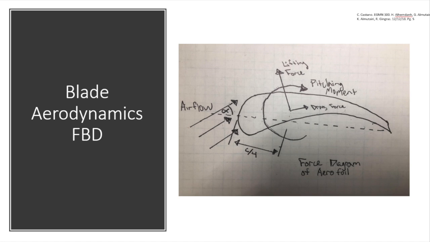The second diagram is a hand-drawn free body diagram of the airfoil. Here you can see the forces that act upon the blade, including the airflow, the lifting force, the drag force, and the pitching moment. This diagram illustrates the airflow of the wind being pushed over the blade of the turbine, creating all the forces and moments that take part in the turbine.